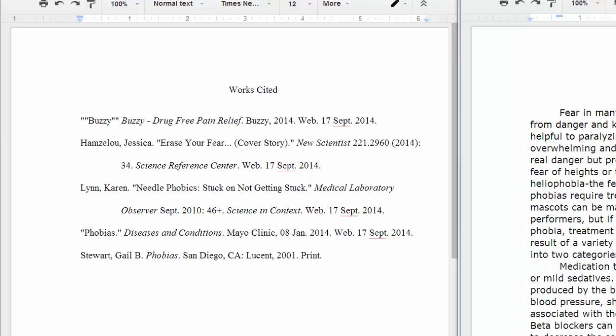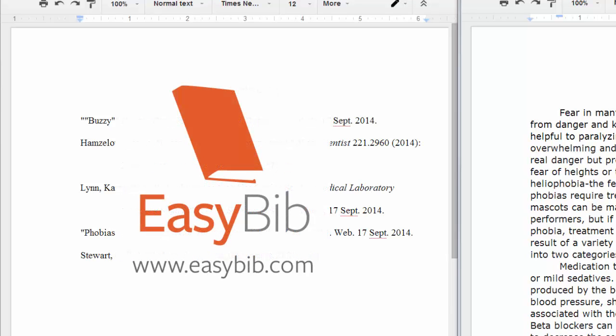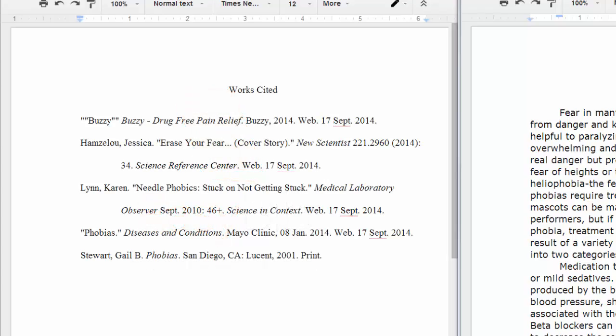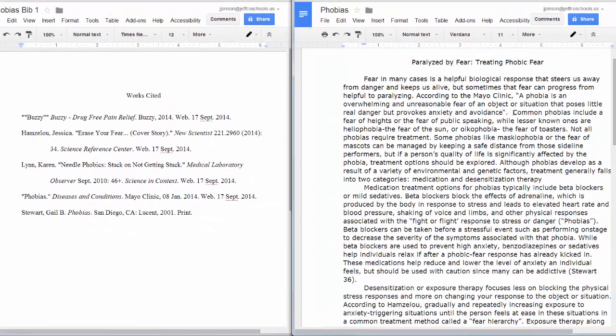MLA style seems to change every year or so. Instead of trying to memorize MLA format, invest your time in learning how to use a really good works cited creation tool like EasyBib, which is what I use to make this works cited page. Let's start with a typical citation like this list of various phobias that I pulled from the book Phobias by Gail Stewart.